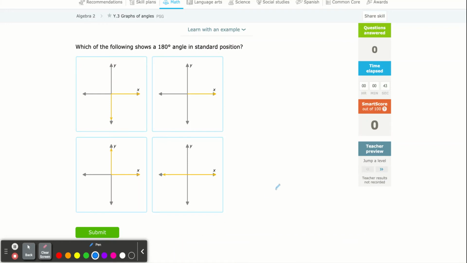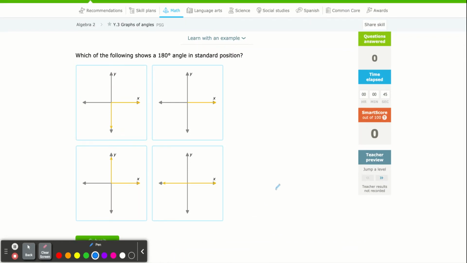Welcome. In this lesson, we're basically going to talk about graphs of angles in the XY coordinate system and what we mean by an angle in standard position. An angle in standard position always has one of its rays, one of the sides of the angle, as the positive x-axis. So the vertex is right here at the origin of the coordinate system, and we have what's called our initial or our starting side of our angle.